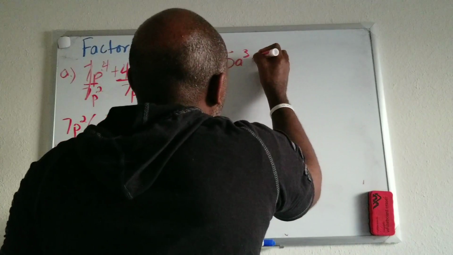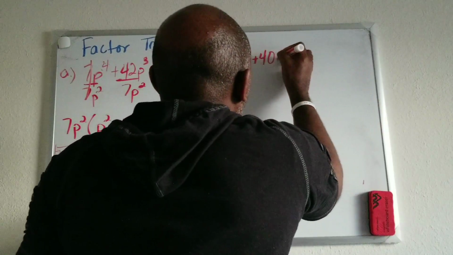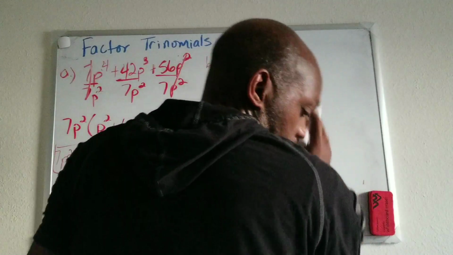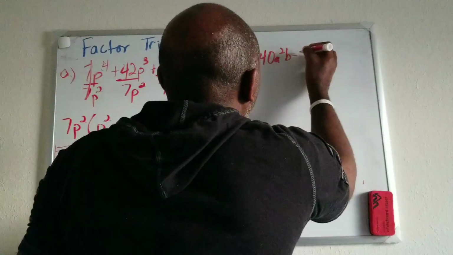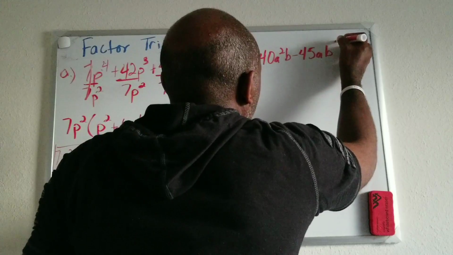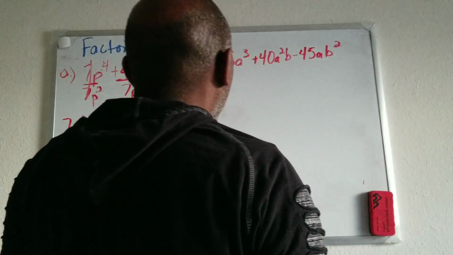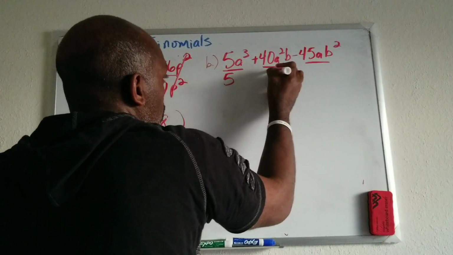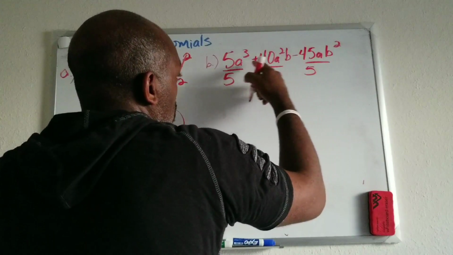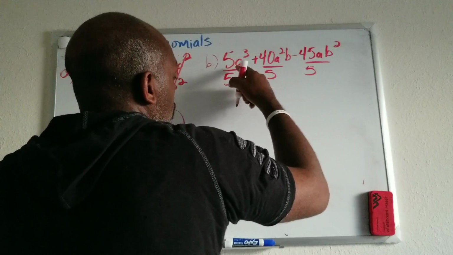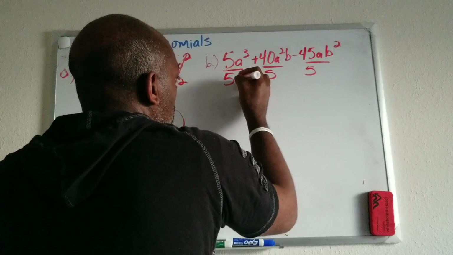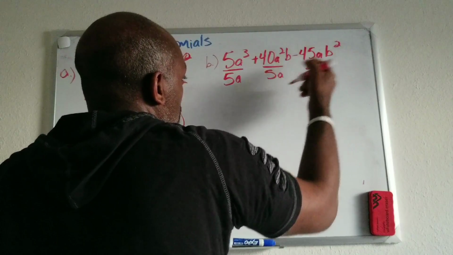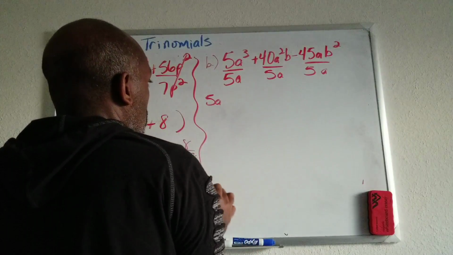Five a to the third plus 40 a squared b minus 45 a b squared. All right. So we look at 5, 40, and 45. The greatest common factor of the coefficients is 5. And then the greatest exponent of the variable a that we can factor out is a. This first term doesn't have a b, so we can't factor that out. So we're left with this 5a.